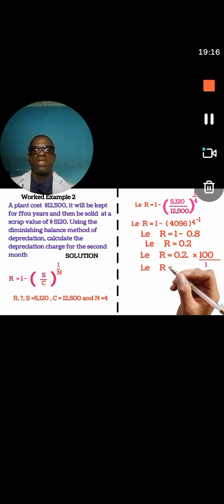That one is 0.496 raised to power 1 over 4, minus 1. That is, the rate now is equals to 0.2. And the rate is always expressed in percentage. So it's going to be 0.2 times 100 over 1, which will give us 20%. So we have calculated the rate to be 20%.